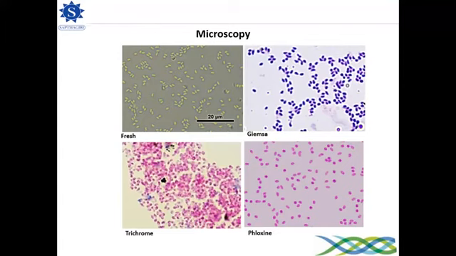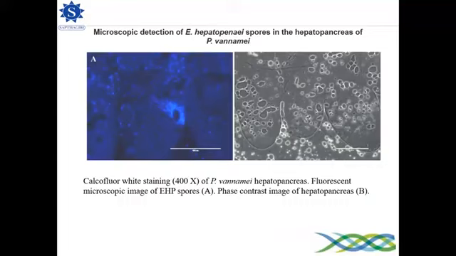So this is one specialized staining technique. It's a fluorescent microscopic technique. The stain used is calcofluor white. You can see the blue star-like spores in the HP tubules. These are the tubules. You can see the magnitude of EHP infection in the hepatopancreas.